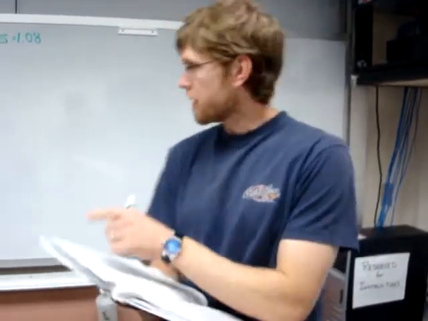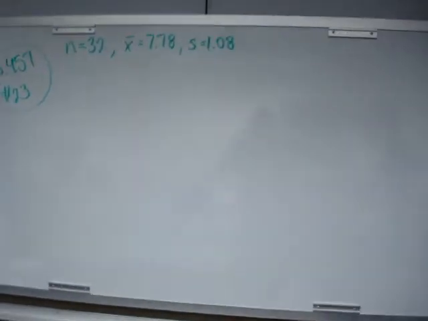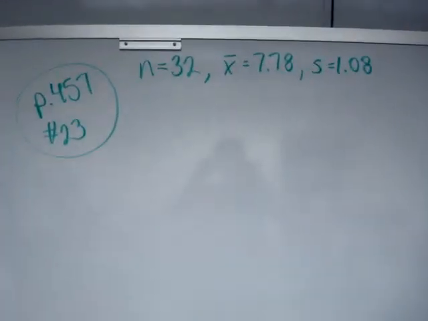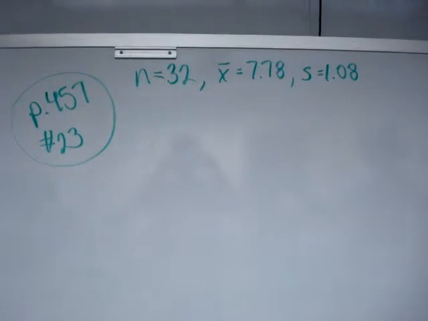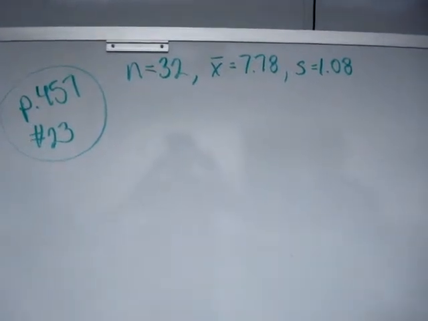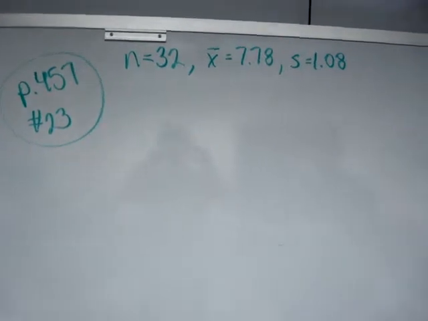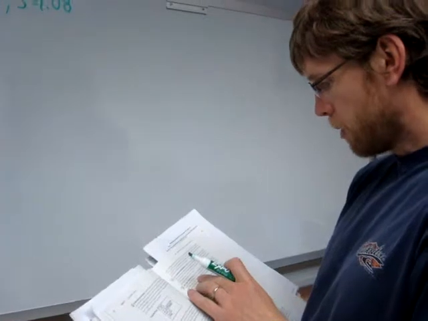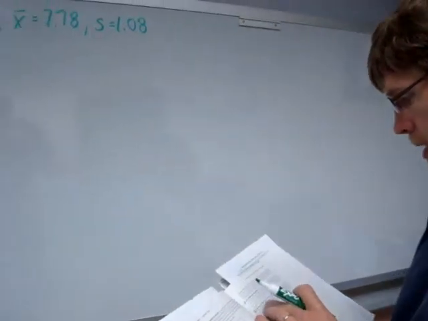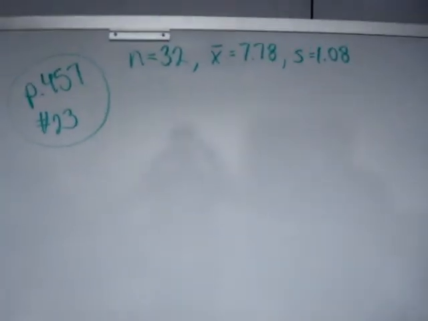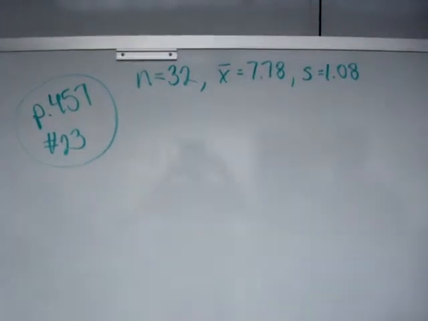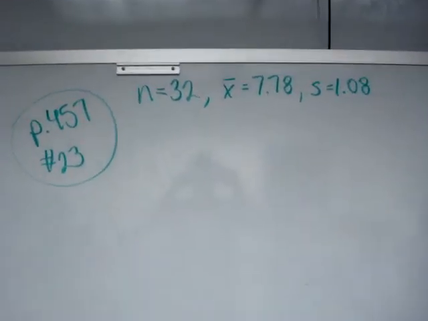Okay, hi, I'm going to do number 23 on page 457, and this is in section 8.5, testing a claim about a mean where sigma is not known. In this one, it refers to a data set, but it says the data set 16, appendix B, lists the measured greenhouse gas emissions from 32 different cars. The sample has a mean of 7.78 tons and a standard deviation of 1.08 tons. So I've written up there the basic summary stats that go along with that.